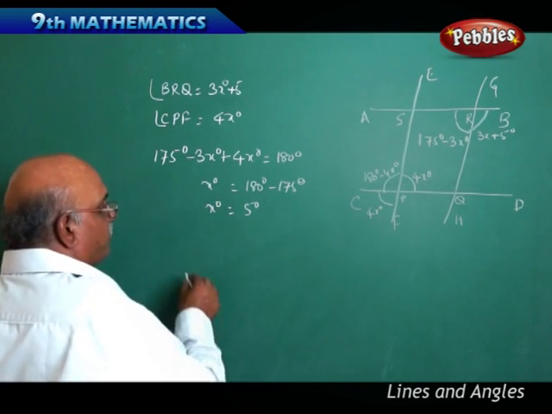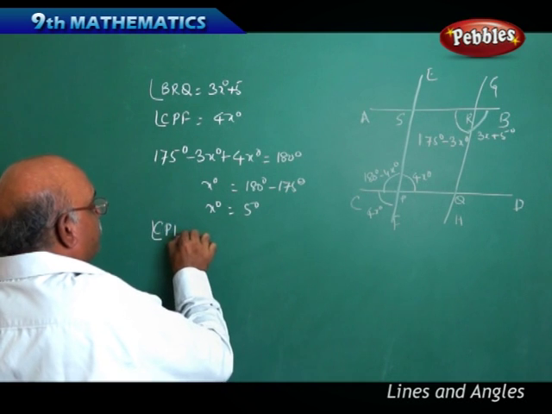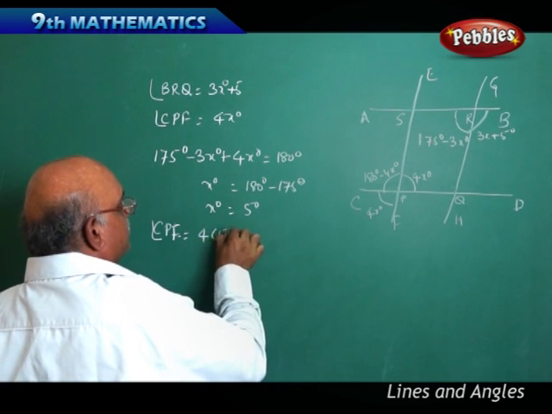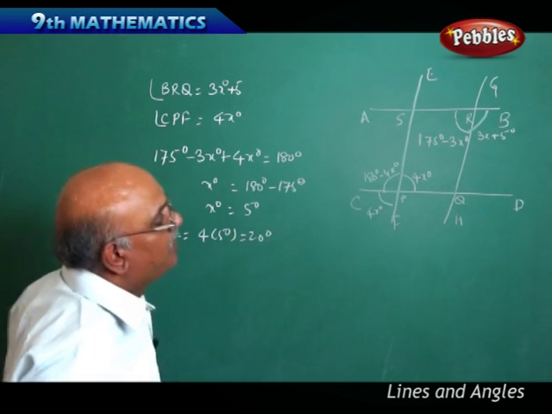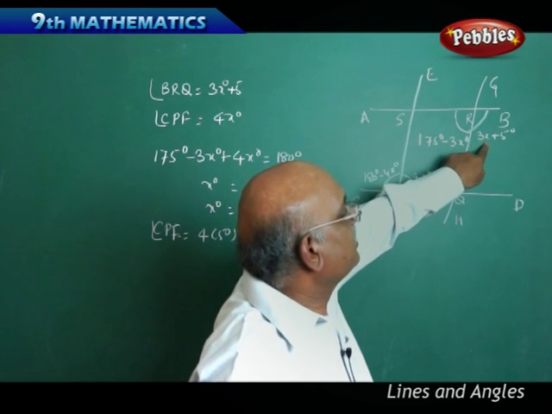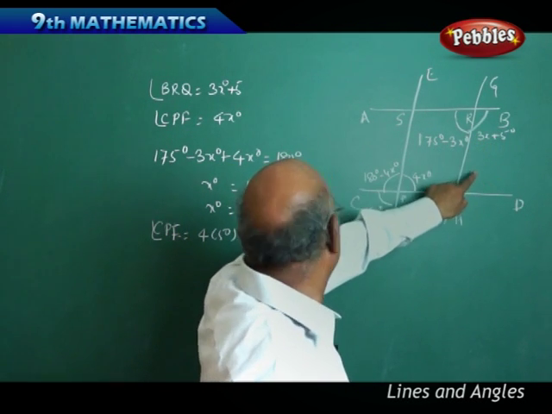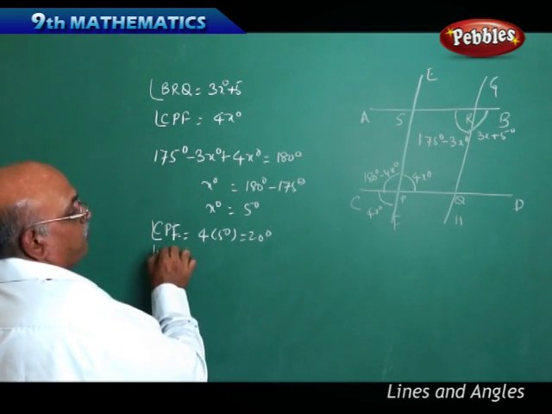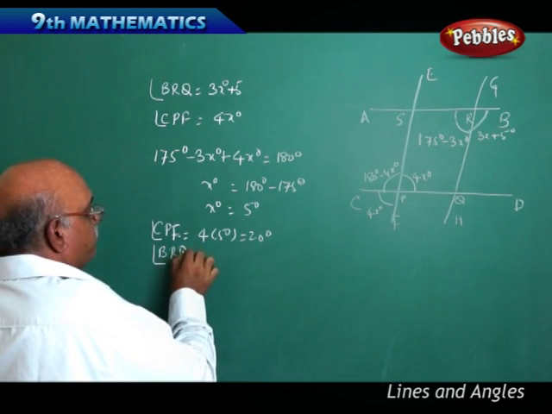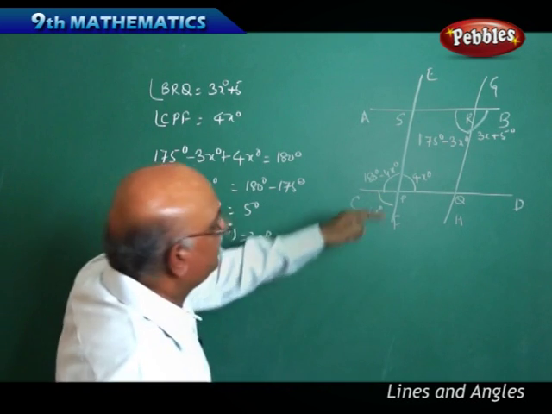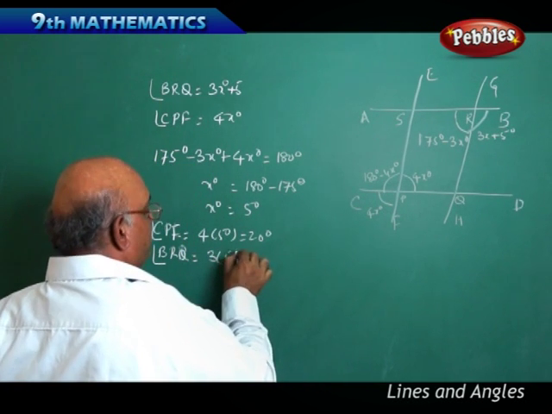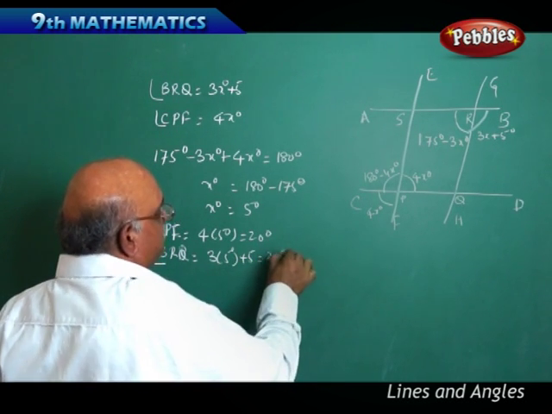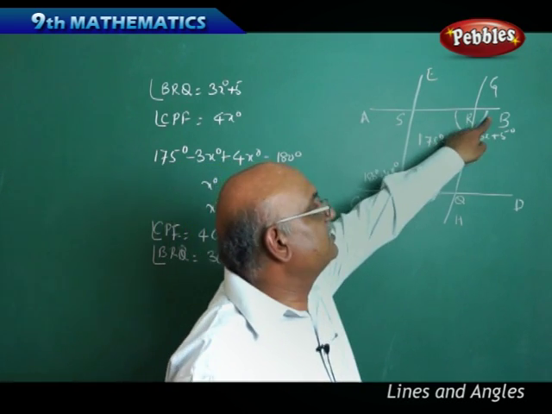Therefore angle CPF is equal to 4 into 5 degrees, which is equal to 20 degrees. Now we want to find this angle 3x plus 5. Therefore 3 into 5 is 15, 15 plus 5 is equal to 20. Therefore angle BRQ is equal to 3 into 5 plus 5, that is 15 plus 5, 20 degrees. That implies this angle is the same as this angle.